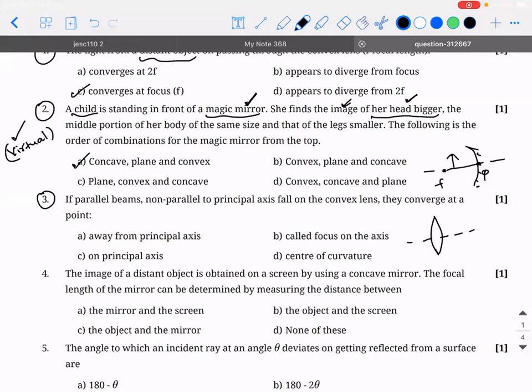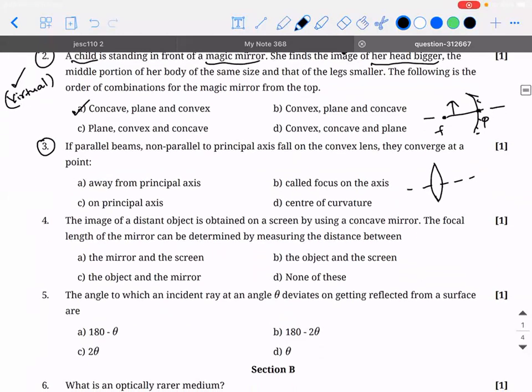Secondly, listen to this carefully. Concave mirror is the only mirror that can form a virtual image which is magnified. And that is the reason why we could conclude that it is a concave mirror. Clear? Yes, sir. Okay.